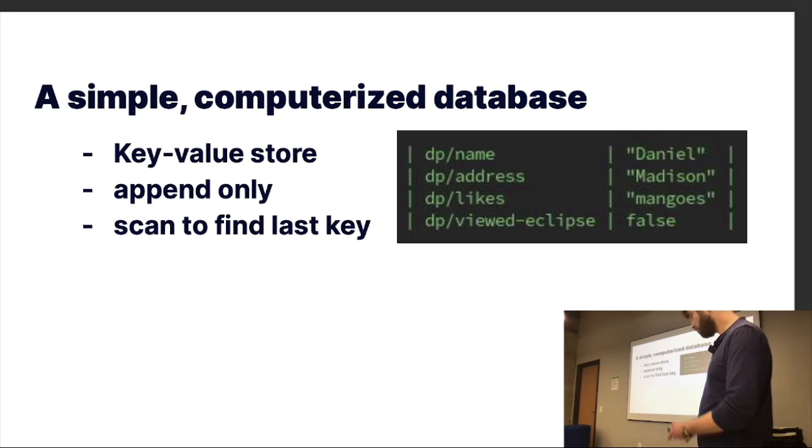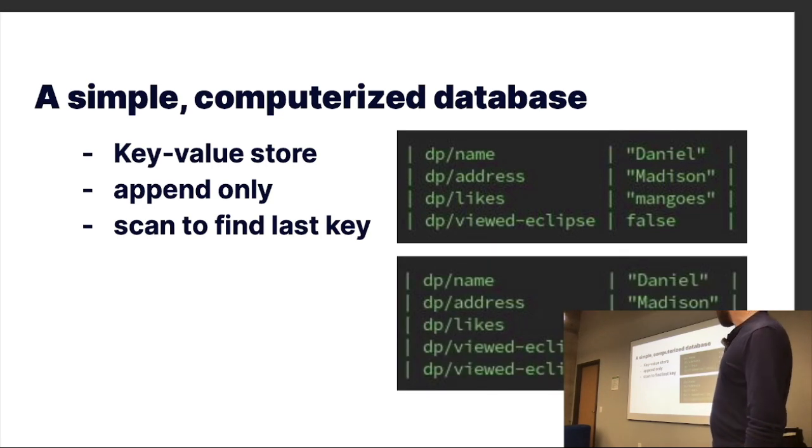So my name is Daniel. I live in Madison, I like mangoes, and have I viewed an eclipse? No. But yes, now I have, and so I just append a new version of that key down at the bottom. And in order to find this, I just scan. And when I get to viewed eclipse, I'm going to skip this one and go to here.